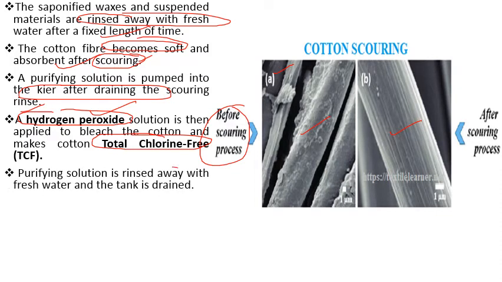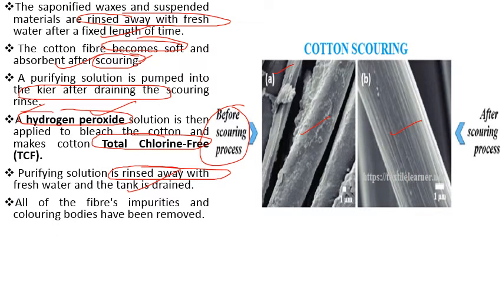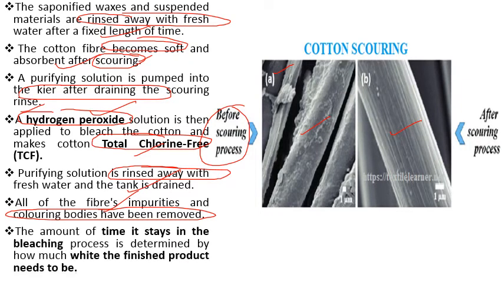Purifying solution is rinsed away with fresh water and the tank is drained. All of the fibers' impurities and coloring bodies have been removed, and the timing of bleaching will decide the whiteness of cotton. So the amount of time it stays in the bleaching process is determined by how white the finished product needs to be. तो कितना हमें white product चाहिए उस हिसाब से हम इसके bleaching करते हैं in this solution of hydrogen peroxide.